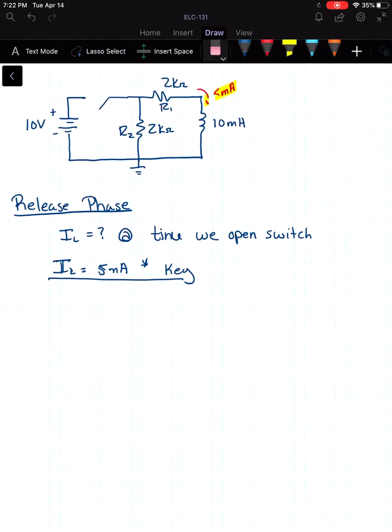So the only thing that matters anymore is the 5 milliamps here. I'm sorry, I wrote 15 there, didn't I? Okay, bear with me here.